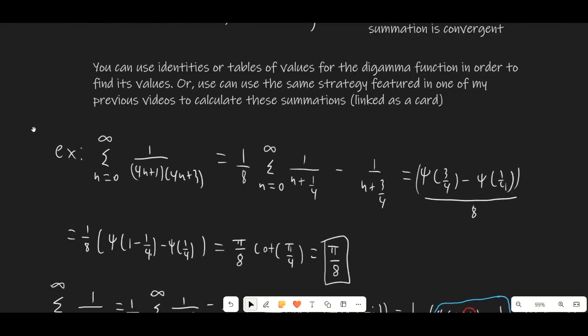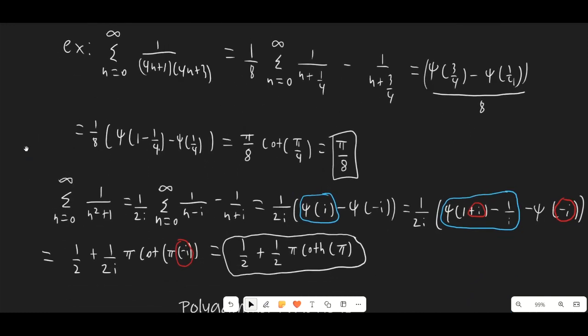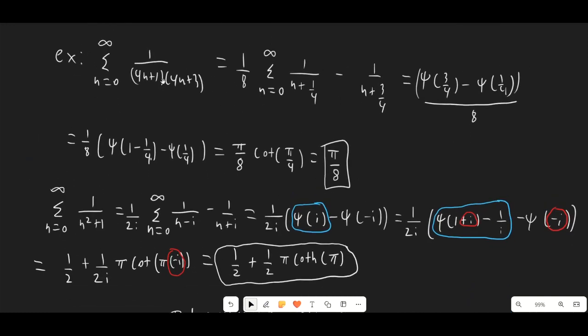So here's an example right here. The sum from n equals 0 to infinity of 1 over (4n plus 1) times (4n plus 3). Now, what I'm going to go ahead and do is, first of all, divide by 16 so that this was n plus 1/4 and n plus 3/4. Then, after doing partial fractions, I got 1/8 times the sum from n equals 0 to infinity of 1 over n plus 1/4 minus 1 over n plus 3/4. And this is just the same as digamma of 3/4 minus digamma of 1/4, all over 8.